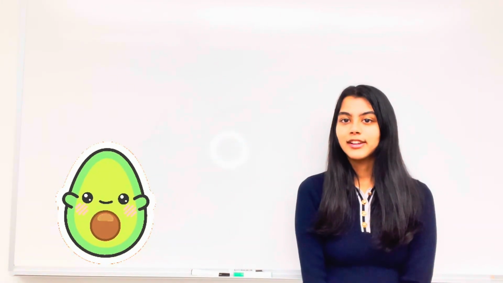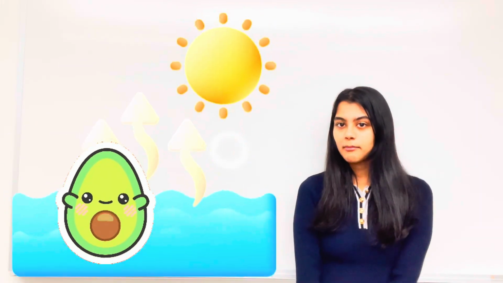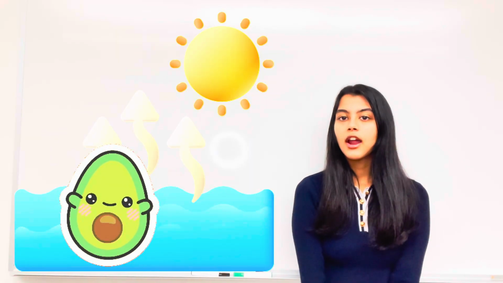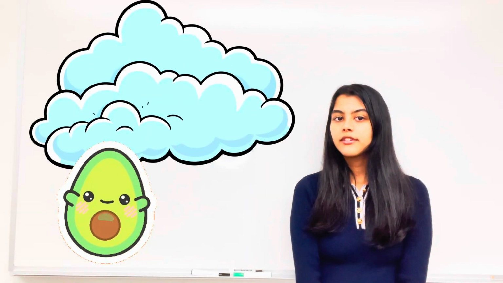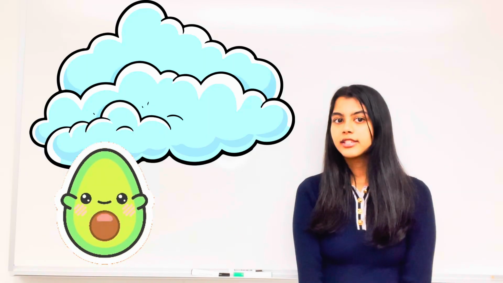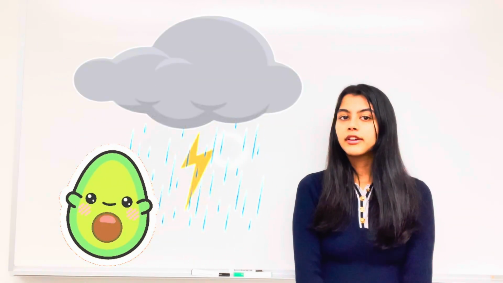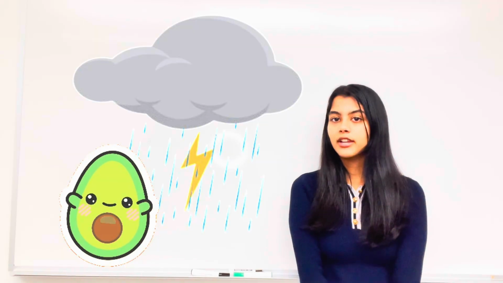Let's review what we learned. The water cycle starts off with evaporation, where the sun heats up water and turns it into water vapor. Then condensation, where the water vapor cools down and forms clouds. Then precipitation, where the clouds release the water as rain, snow, or hail.